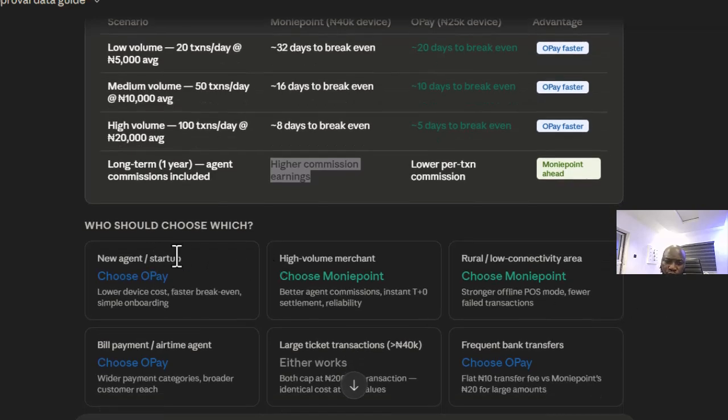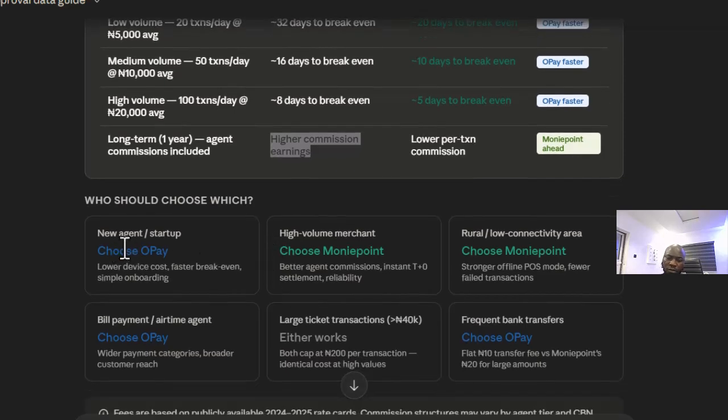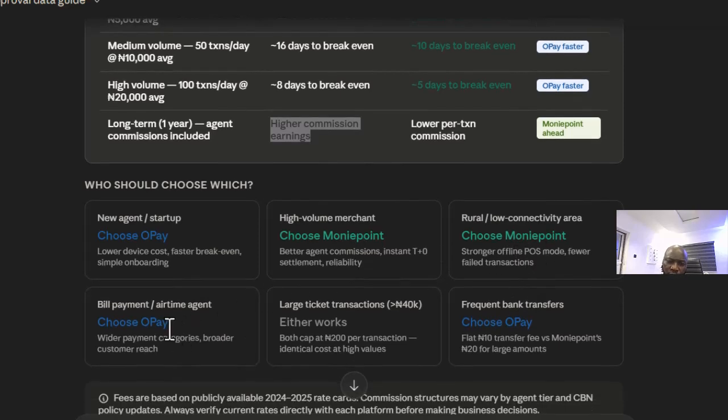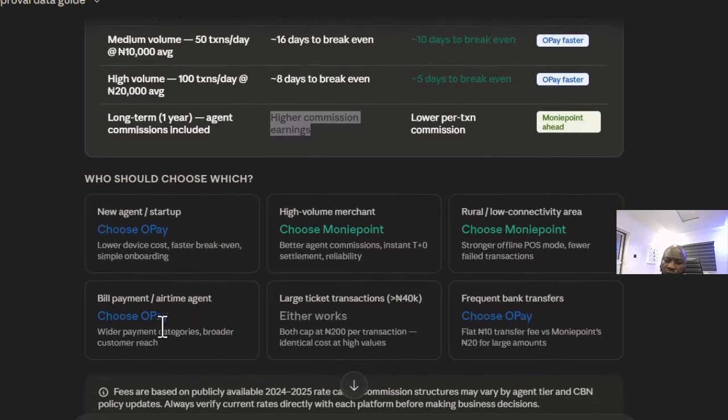So who should you choose when you are trying to decide? If you are a new agent or you are just starting up, you should choose OPay: lower device cost, faster break even, simple onboarding. So there's no stress on that. If you are a high volume merchant, you can choose Moniepoint. For rural low connectivity areas, Moniepoint also wins. Then for bill payment and airtime, OPay wins.